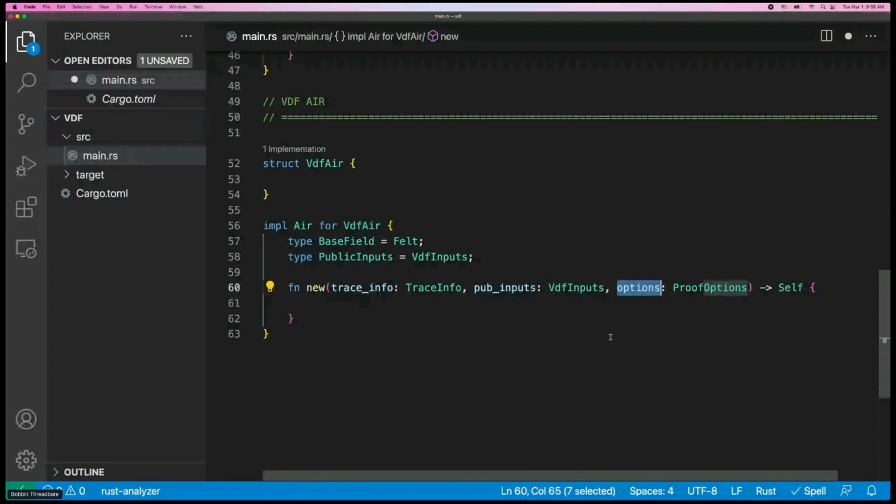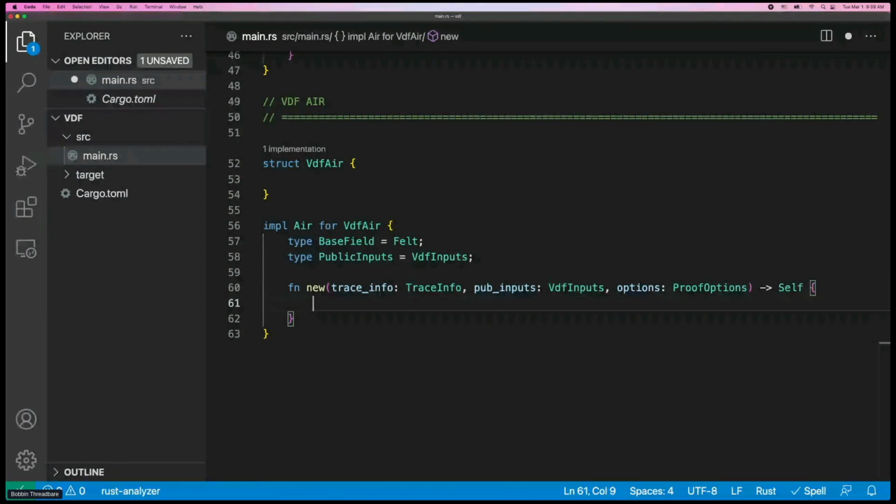They basically define which parameters we need to use, and those parameters affect the security level of a STARK. They affect the proving time and things like that. So we'll get into some of these parameters a bit later. All right, we'll implement this function in a second.